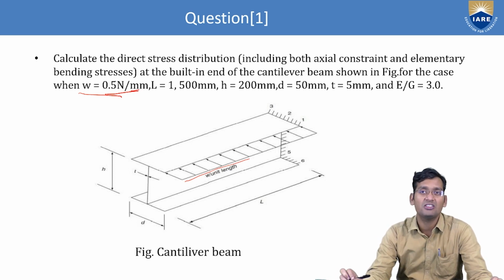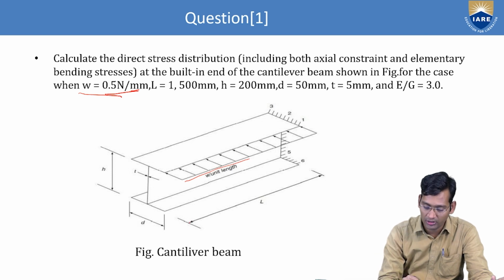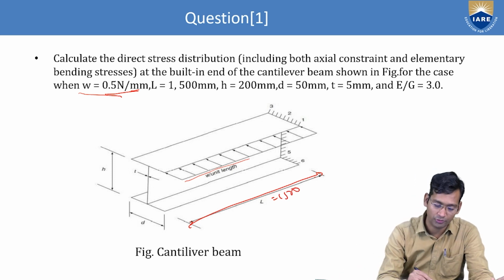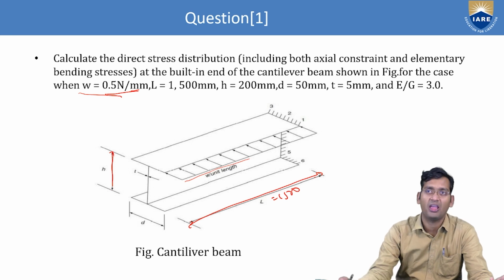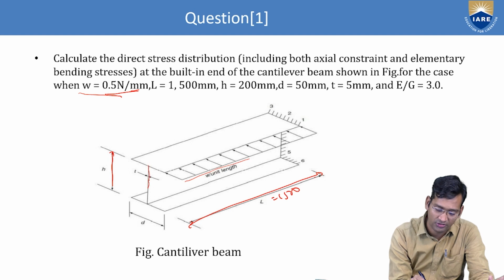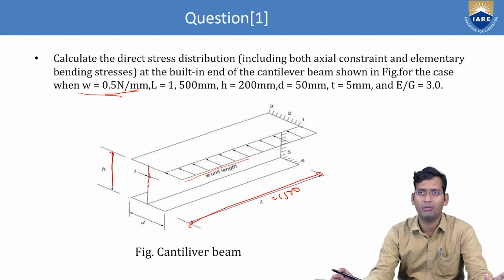Next, L is given as 1500 mm, from here to here. H is given as 200 mm. T is 5 mm, the thickness is given as 5 mm. And the E by G ratio is 3.